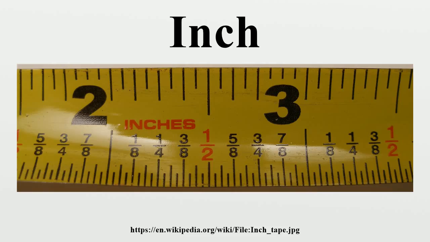Modern standardization. In 1959, the International Yard and Pound Agreement defined the international yard as 0.9144 meters, and the imperial and U.S. yards were redefined accordingly. This resulted in the internationally accepted length of the imperial and U.S. customary inch being exactly 25.4 millimeters. The international inch is 1.7 millionths of an inch longer than the old imperial inch, and 2 millionths of an inch shorter than the U.S. inch.